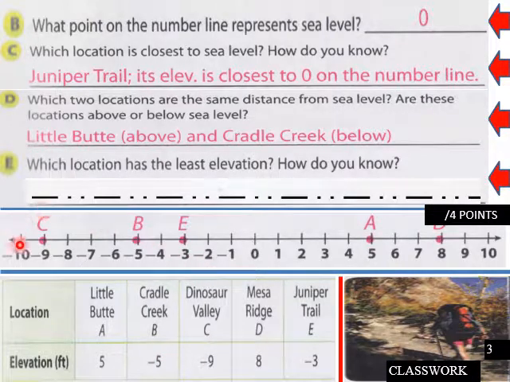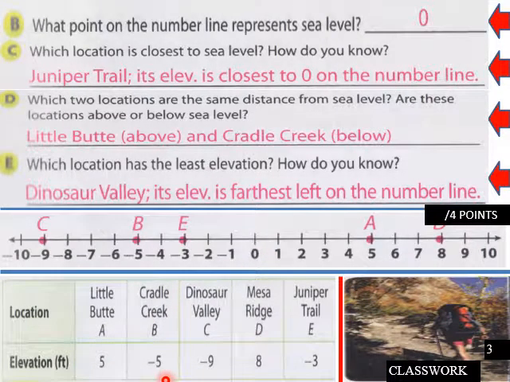So again, this is familiarity to a number line and what it means for distance away from the origin. Dinosaur Valley, its elevation is farthest left, so here is Dinosaur Valley on the number line.